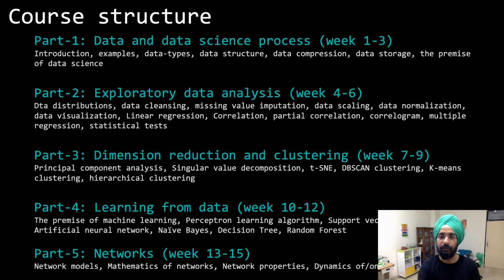In part 4, we will learn the basic machine learning, where I'll introduce you the concepts of perceptron learning algorithm, neural networks, support vector machines, the naive Bayes classifier, the decision trees, the random forest, and the XGBoost methods of machine learning. The last but not the least is the networks. The networks are everywhere. Nothing happens in isolation. I'll teach you the organizing principles of complex networks, the popular models of complex networks, the attributes and the dynamics of the networks in sufficient details.